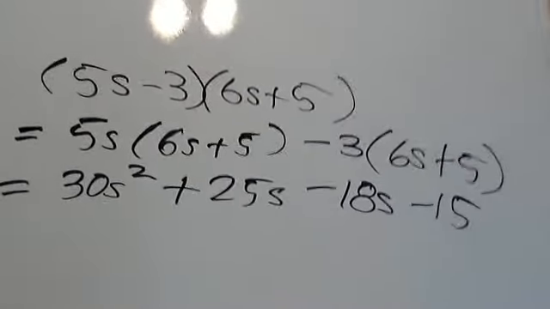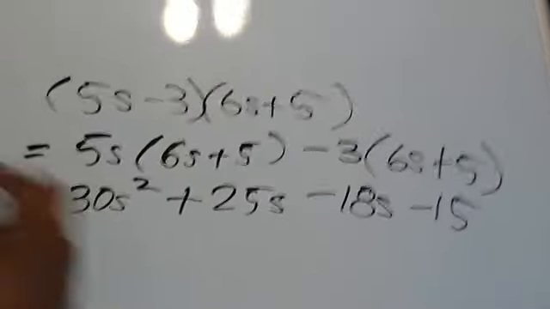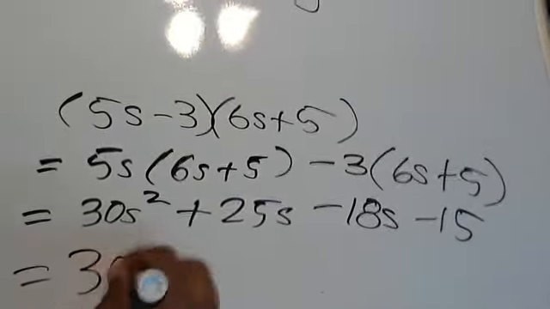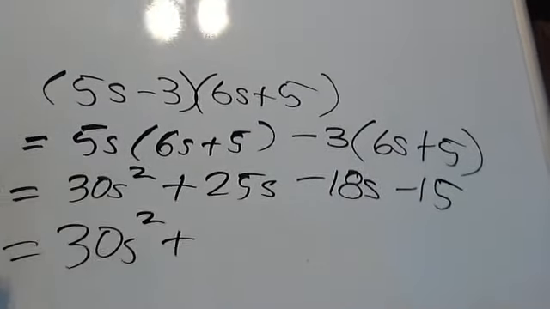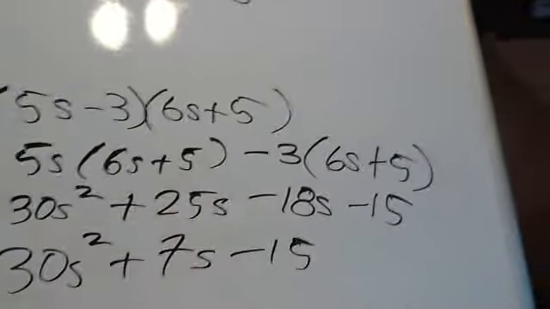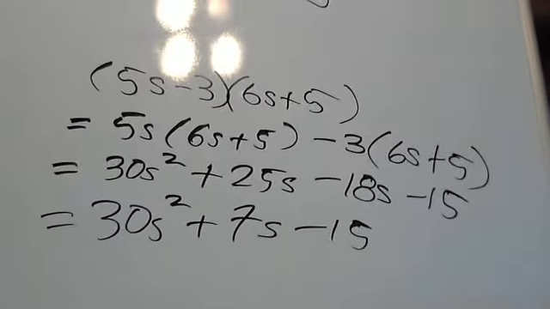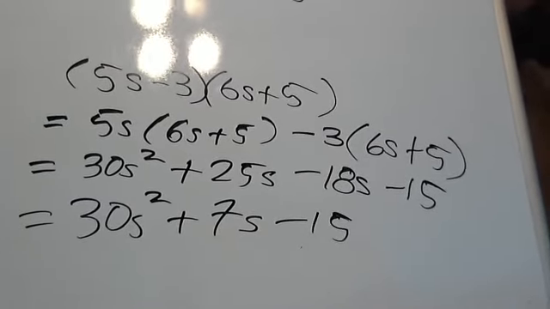We have to combine like terms. The only like terms we have are those s terms. So we combine those, and we're done. So that's 30s squared plus 25s minus 18s is a 7s, and then we'll subtract off 15. So that's that, and those are 3 selected problems from the polynomial chapter.